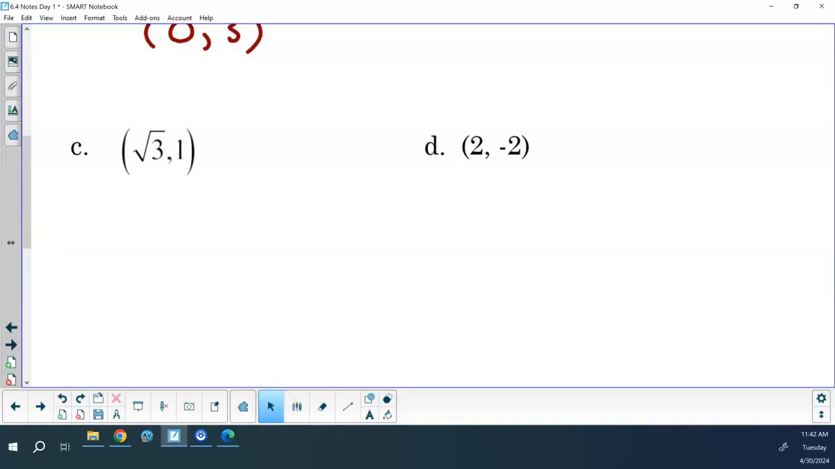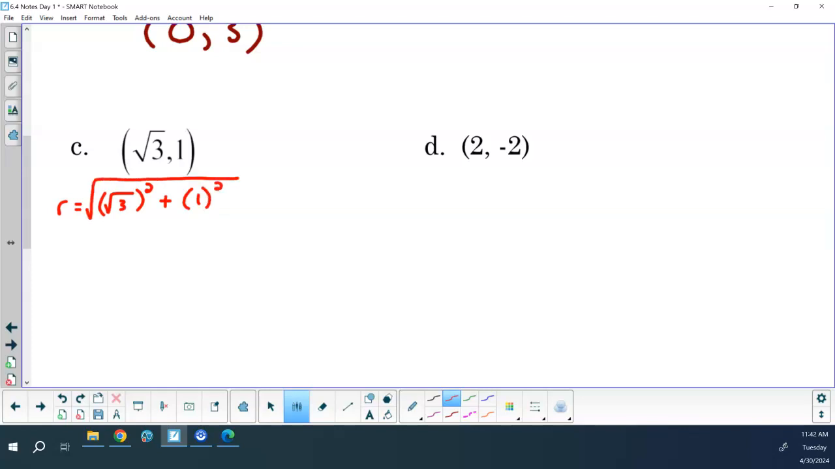Okay. Rectangular or polar? Rectangular, because there's no degree symbol, there's no pi, and it just looks like a point. So I need to find my R value. Square root of 3 squared is 3, 1 squared is 1, 3 plus 1 is 4, the square root of 4 is 2. So my R value is 2.